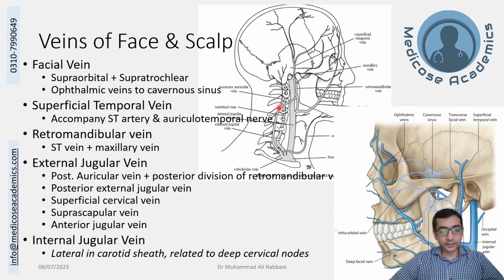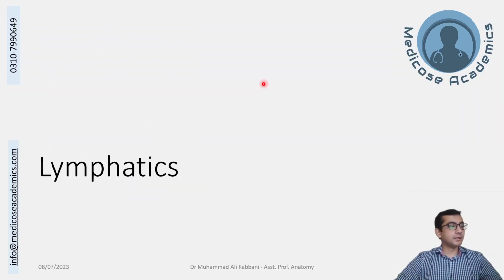external jugular vein that moves across superficial to the sternocleidomastoid. It received a number of tributaries, including the anterior jugular vein, and it drained into the internal jugular vein. And then we talked about the relations and tributaries of the internal jugular vein. So that's all about the venous structures.